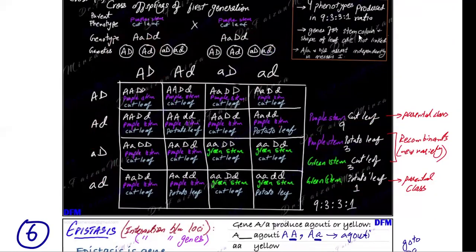And among these phenotypes, again, purple cut and green potato will both be parental classes. Similarly, purple potato and green cut will be the recombinant classes. They will be in the ratio of 9:3:3:1, a total of 16 offspring being produced in the ratio 9:3:3:1. If these ratios are followed, this means the genes A and D were following independent assortment.